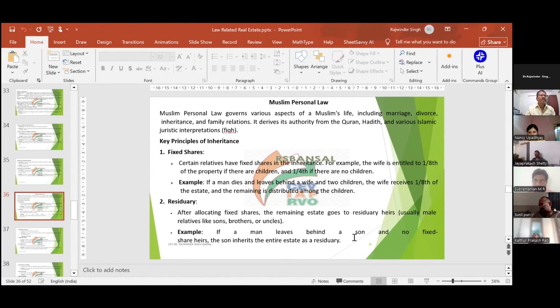According to this law, certain relatives have fixed shares in an inheritance. It is not as according to the Hindu inheritance law. Here, certain relatives have fixed shares. For example, the wife is entitled to 1/8 share in the property if there are children, and 1/4 if there are no children.